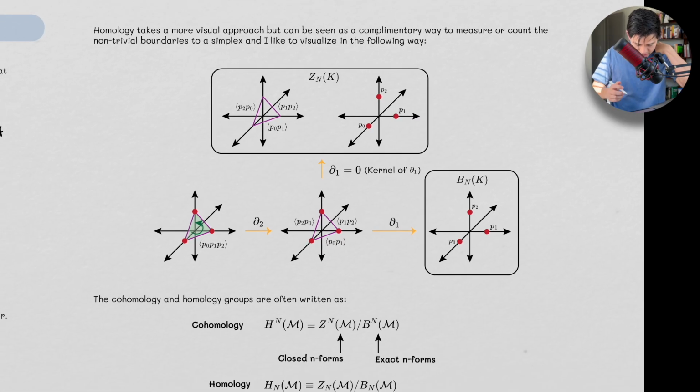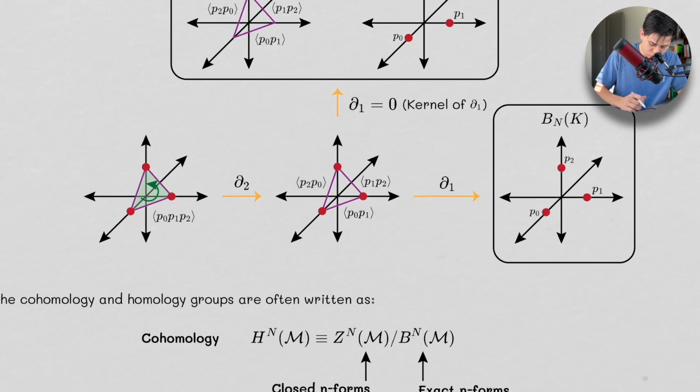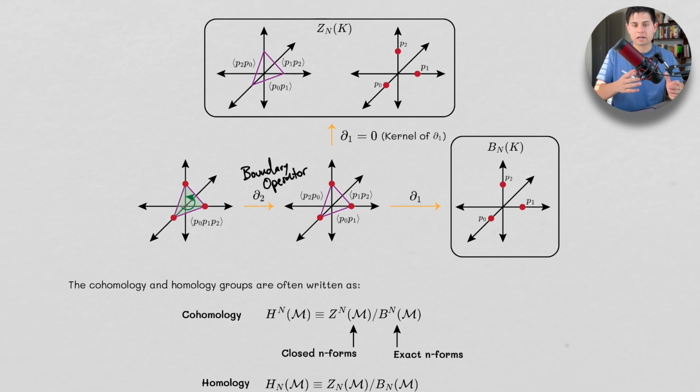We could take the exterior derivative of this thing, right? We can take the boundary operator. Actually, this thing is called the boundary operator. It's different, whereas in the cohomology case we were looking at an exterior derivative. The point here is that the boundary operator and the exterior derivative behave very similarly to one another when they act on simplices and forms respectively, right?